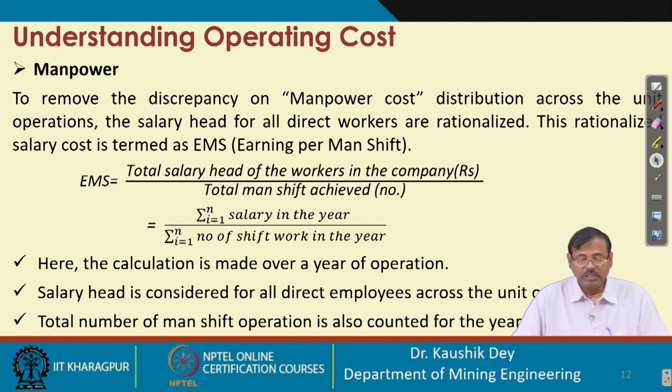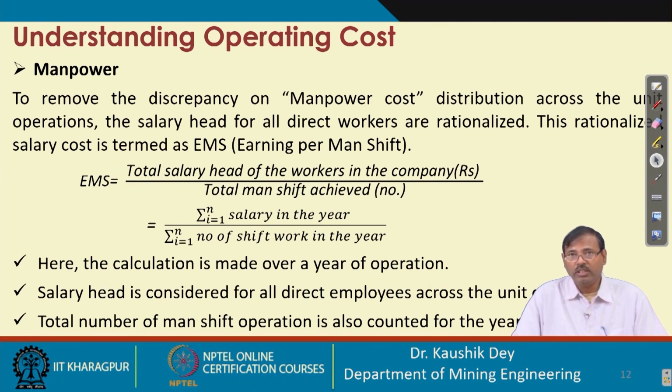But the salary is different from person to person, and it will also be different across the unit operations, and this disparity has to be considered. That is why an average salary concept has come, where the discrepancy in the manpower cost and its distribution across the unit operations has to be removed. Basically, it is essentially required that the salary head for all direct workers is to be rationalized.